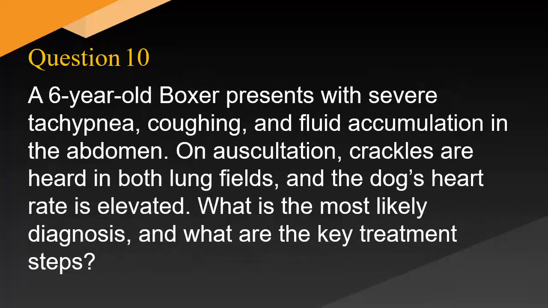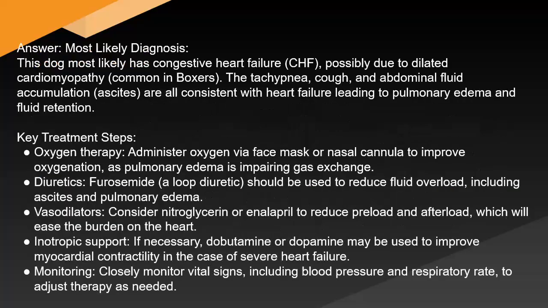A 6-year-old boxer presents with severe tachypnea, coughing, and fluid accumulation in the abdomen. On auscultation, crackles are heard in both lung fields and the dog's heart rate is elevated. What is the most likely diagnosis and what are the key treatment steps? Answer: most likely diagnosis. This dog most likely has congestive heart failure, CHF, possibly due to dilated cardiomyopathy, common in boxers. The tachypnea, cough, and abdominal fluid accumulation sites are all consistent with heart failure leading to pulmonary edema and fluid retention. Key treatment steps: oxygen therapy.